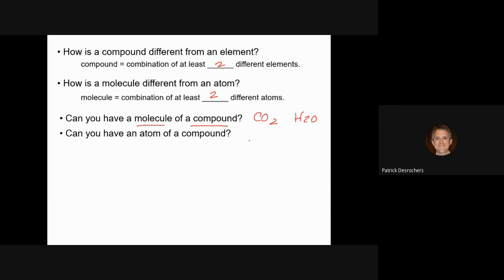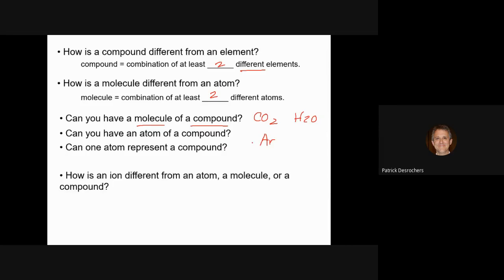Can you have an atom of a compound? Can I have one atom that represents a compound? Is argon a compound? No, it's got to be 2 or more different elements, right? And this is only one atom, and that could never ever be a compound. So one atom cannot represent a compound. You got to have at least 2 atoms, and it's got to be more than one kind of atom to be a compound.